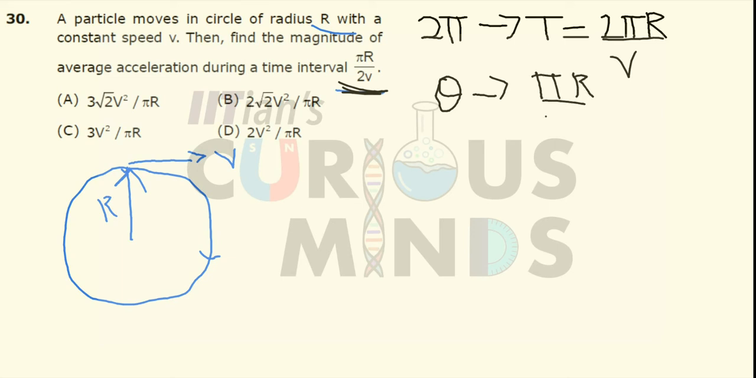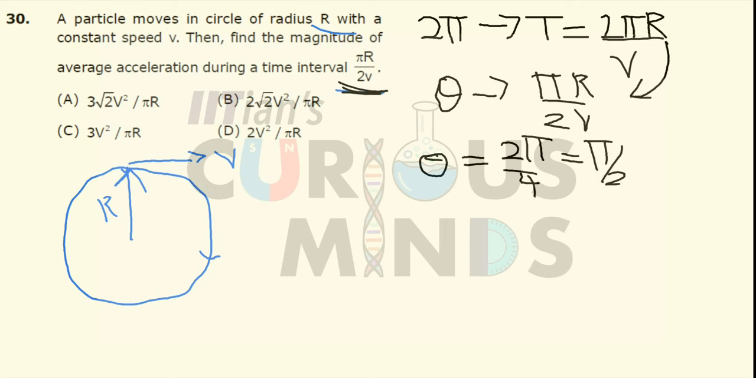When I substitute the value, theta will come out to be 2 pi divided by 4, which is equal to pi by 2. When you divide, pi r gets cancelled, v and v get cancelled out, and it is equal to 2 pi divided by 4, which is pi by 2. It means that if the particle is initially situated at this point, after the time interval the particle will be situated at this point.